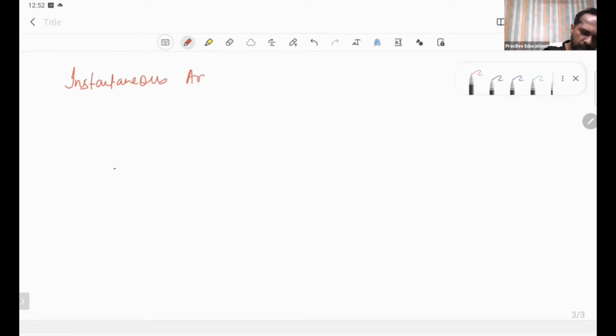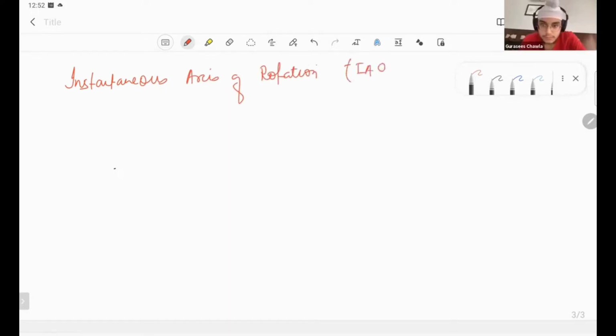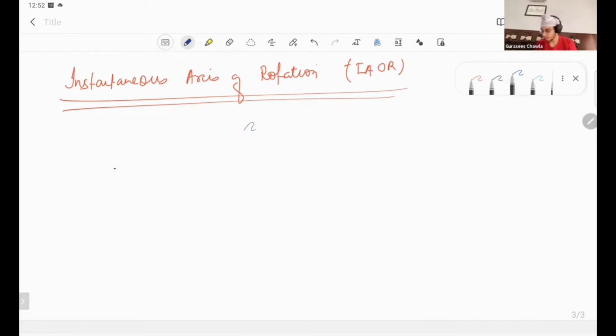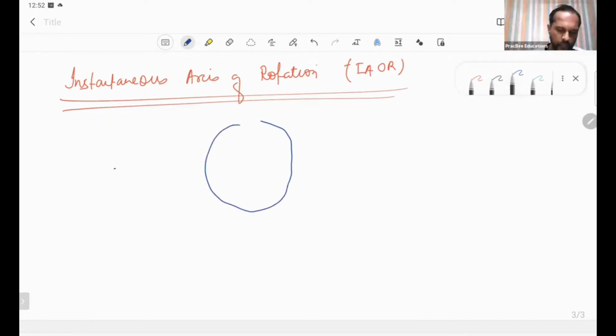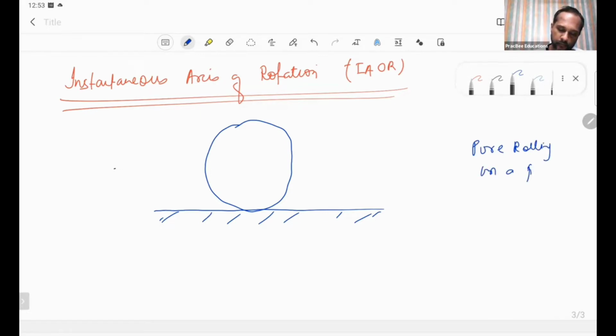Instantaneous axis of rotation, IAOR. Suppose we have a circular disc or a sphere, anything which is circular. If it is undergoing pure rolling on a fixed surface, this is important. The condition is pure rolling on a fixed surface.